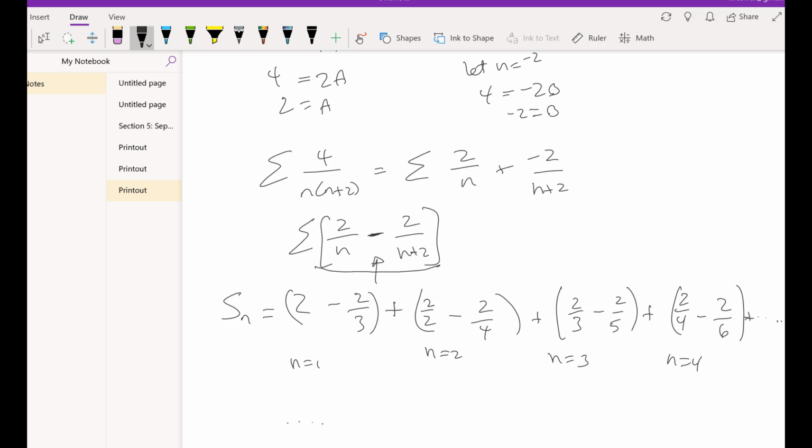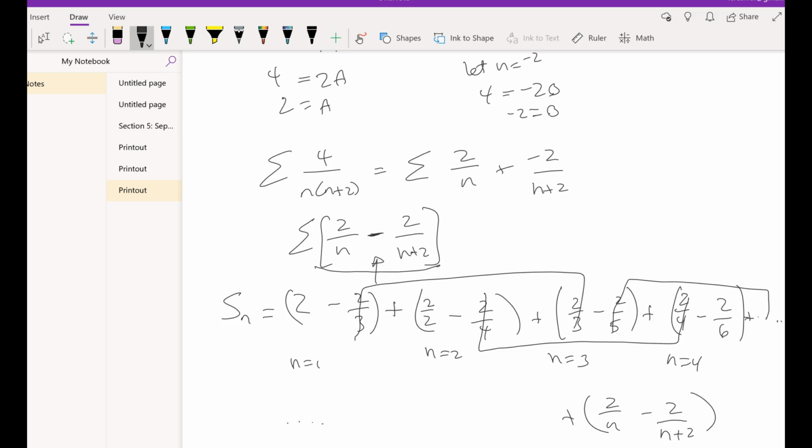I know the nth term will look like 2 over n minus 2 over n plus 2. So I need to identify how these terms are canceling. Let's look. The 2 stays, 2/3, oh, there it is, way over there, 2/3. 2 over 2 stays, 2 over 4 cancels with way over here. So let's identify the pattern. Last one in this group, skip a group, first one in this group. Last one in this group, skip a group, first one in this group. All these next terms will cancel.